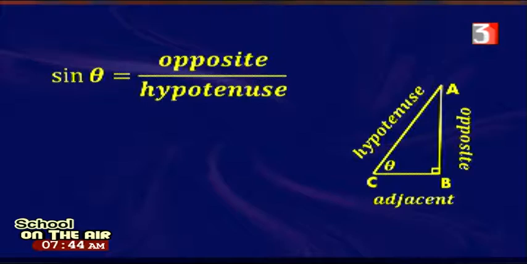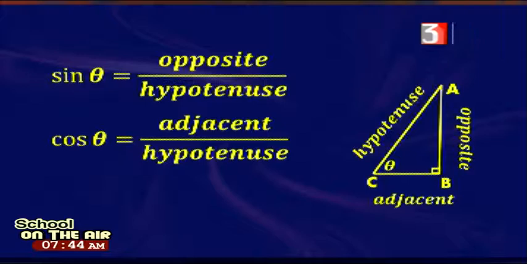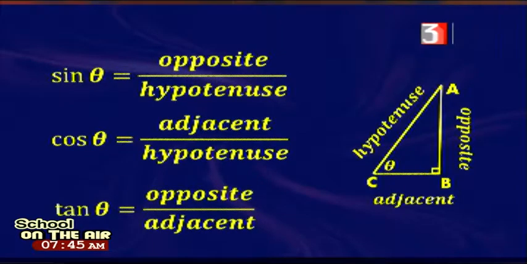We have three trigonometric ratios. This is the first one. What about the second one? It is a ratio called cosine theta. Its rule is adjacent over hypotenuse. So what about cosine theta? It's adjacent over hypotenuse. What about the third trigonometric ratio? It is called tan theta, and its rule is opposite side over the adjacent side.